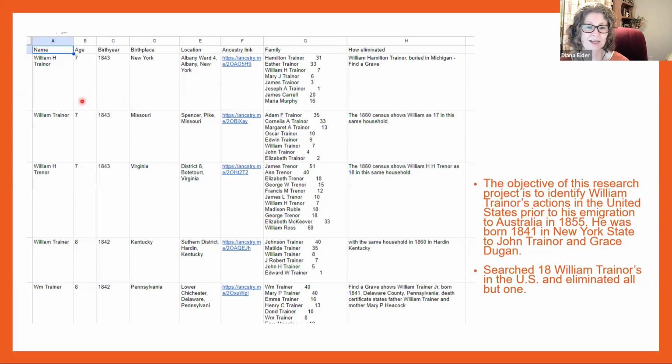We just have to realize that we put to work our spreadsheets and our brains and try to eliminate candidates until we have one or two left standing. So hopefully that gives you some ideas when you come up against a really difficult research problem of what you can do to make some inroads on it.